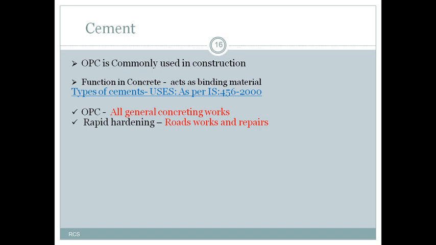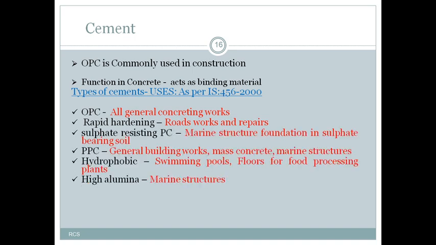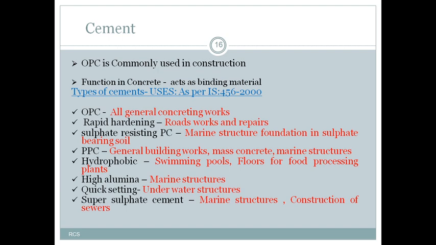construction. Here we have some different types of cement and their uses as per IS 456-2000. We have OPC, that is ordinary Portland cement. It can be used for all general concreting works. The second one is rapid hardening cement. It is used where rapid gaining of strength is required, that is in road works and repairs. Sulfate resisting Portland cement can be used for marine structure foundations in sulfate bearing soils.